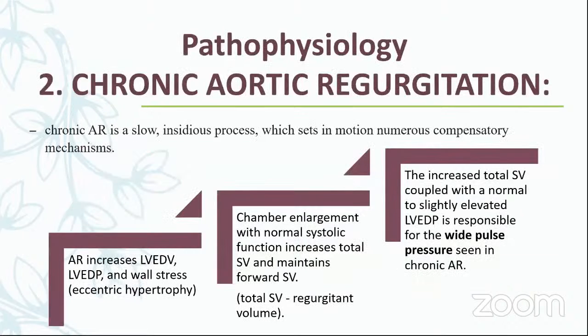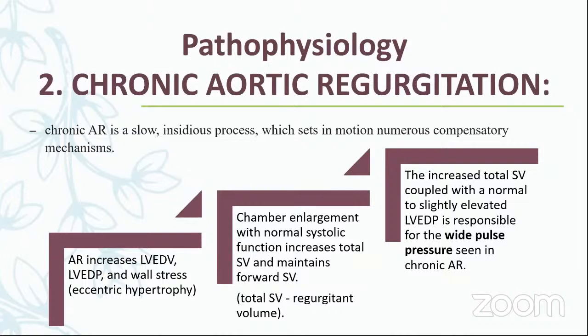Chronic aortic regurgitation. Chronic AR is a slow, insidious process which sets in motion numerous compensatory mechanisms. So in the chronic type, the regurgitation will increase the left ventricular end diastolic volume, and this will increase the left ventricular end diastolic pressure and will lead to eccentric hypertrophy of the left ventricle. So chamber enlargement with normal systolic function will increase the total stroke volume and maintain the forward stroke volume, in which the forward stroke volume is equal to the total stroke volume minus the regurgitant volume.